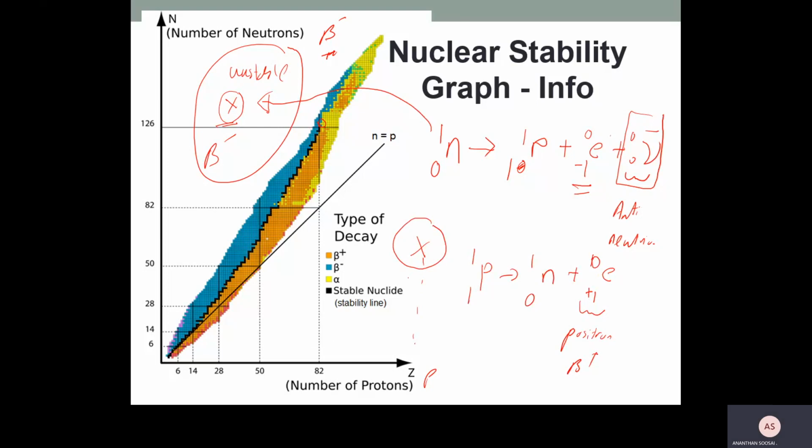Okay. So what does this happen for? Excessive protons. You have lots of protons. The nucleus has a lot of protons. So you reduce the protons and increase the neutrons.